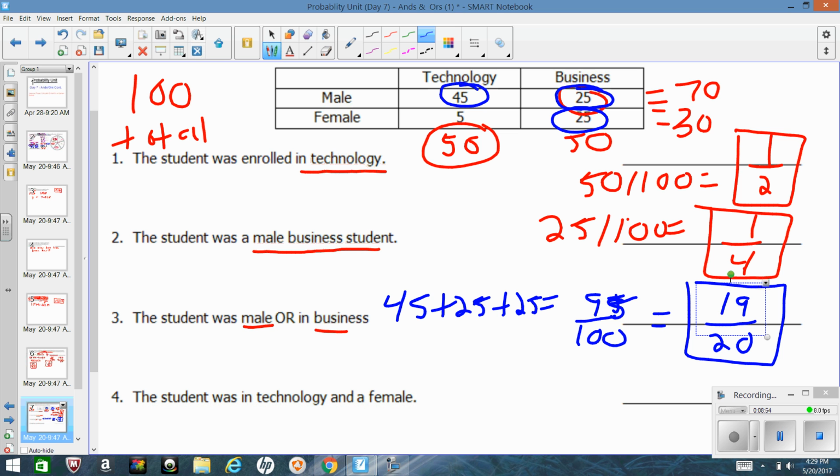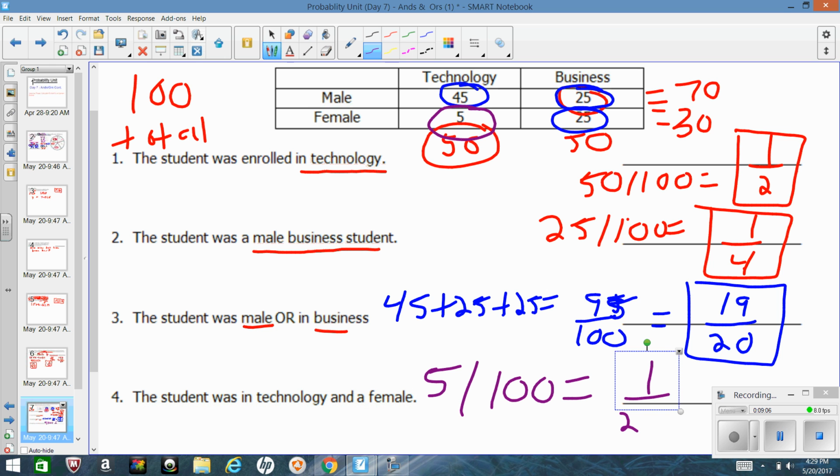And finally, the student was in technology and female. So if we look at technology female, that would be just 5 out of 100, which is equal to 1 out of 20.